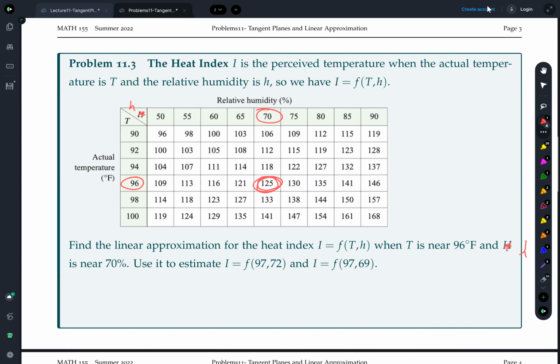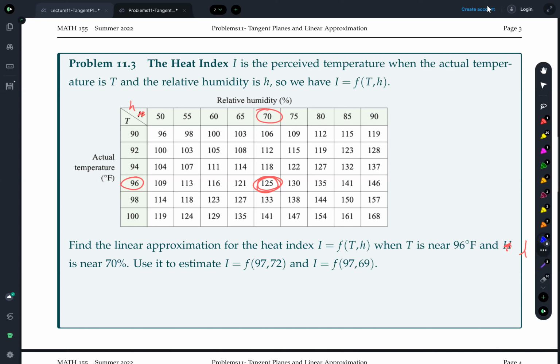If we just wanted to move in one direction, if we keep the same temperature or we keep the same humidity and we just move in one direction, we could just look at the partials. But if we want to vary both of those things, then we need to think about the tangent plane to get our two-dimensional linearization. So we can take similar steps to what we did above.